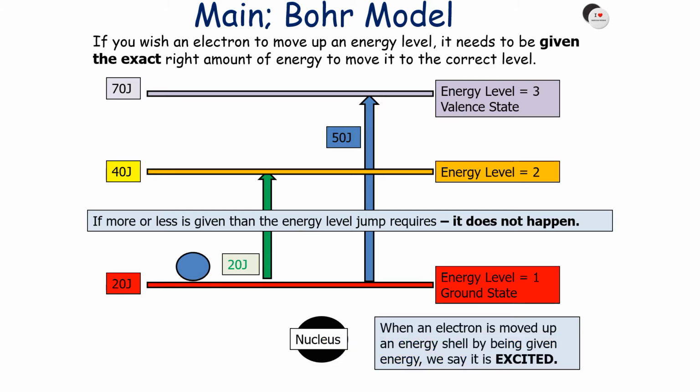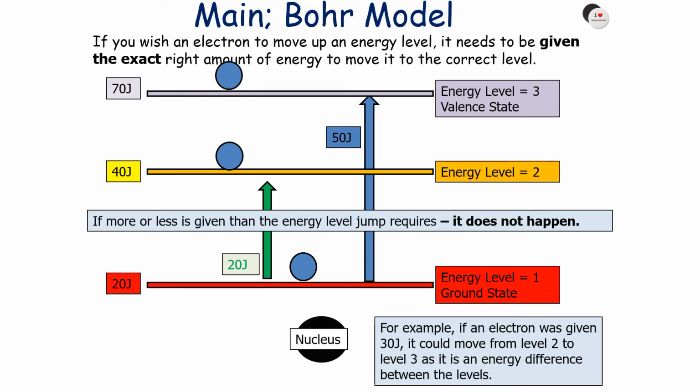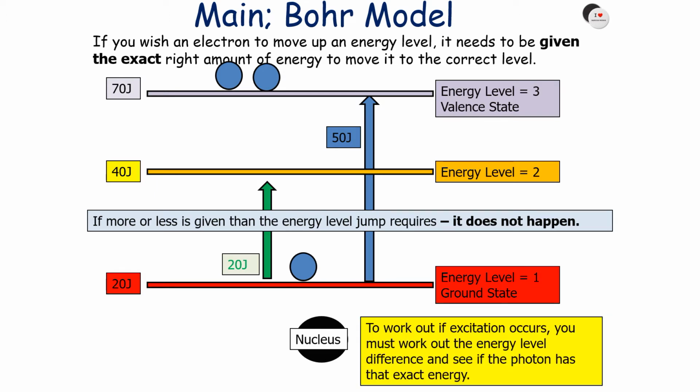Now when an electron is moved up an energy shell by being given energy, we say it is being excited. We've had the process of excitation. So for example, if you have a photon being absorbed with a difference that is not the energy level difference, then nothing would happen. So 23, 27, 32 would not happen. But if you had a photon with enough energy to cause an exact difference, such as 30 joules, that can cause an electron to move from level 2 to level 3, because that's an exact energy level difference between the levels in the atom. So in this case, it will cause it to jump up.